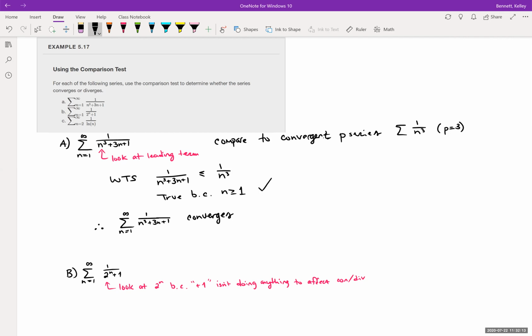And if I'm just looking at 2 to the n, this really feels like, so 1 over 2 to the n is 1 over 2 quantity to the n. So this has strong geometric vibes. So you want to compare to this guy, which is a convergent geometric series, because r equals 1/2.